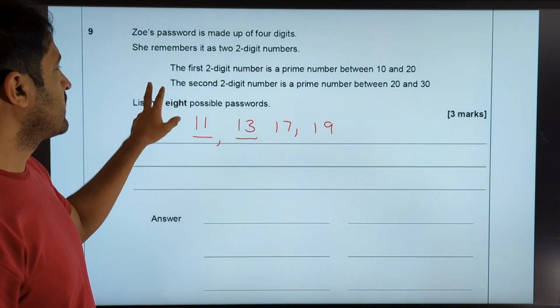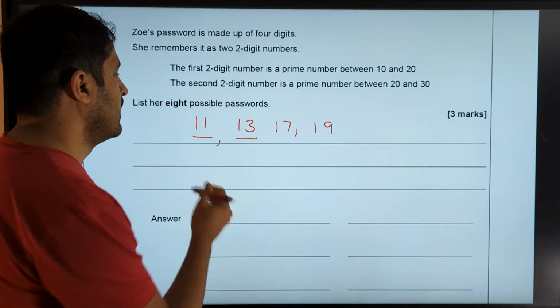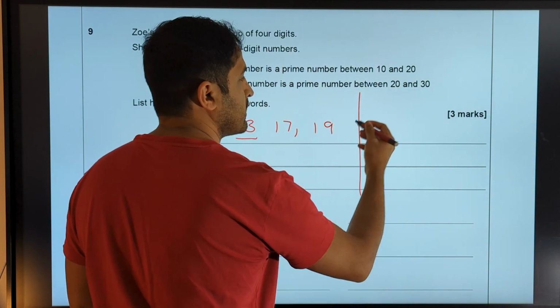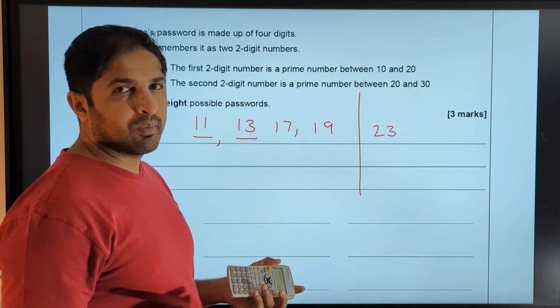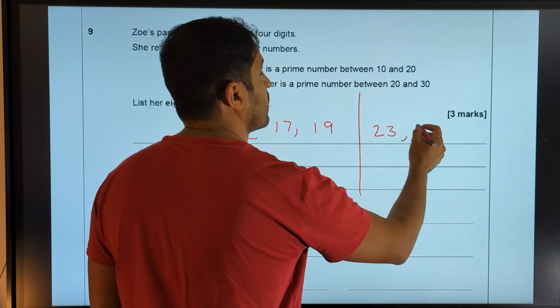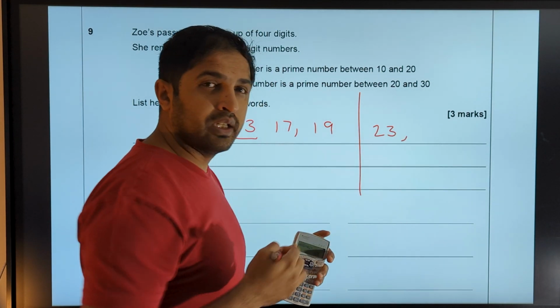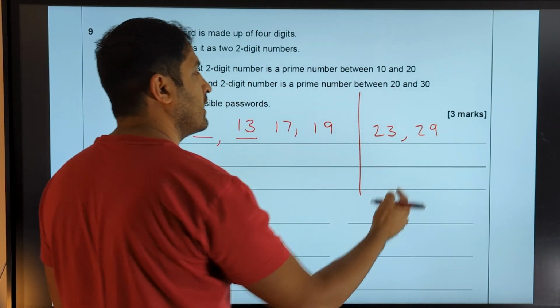The second 2-digit number is a prime number between 20 and 30. So we list the prime numbers between 20 and 30 for the second part. We got 23. Remember, 21 is not a prime number, because 7 times 3 is 21. And 27 is also not a prime number, because 9 times 3 is 27. So we only have two prime numbers, 23 and 29.